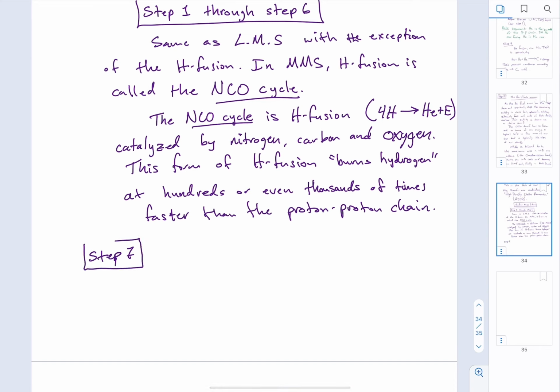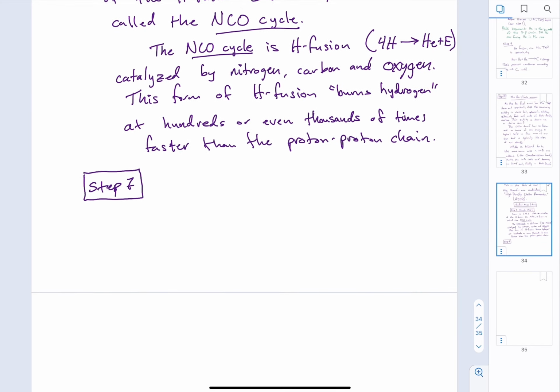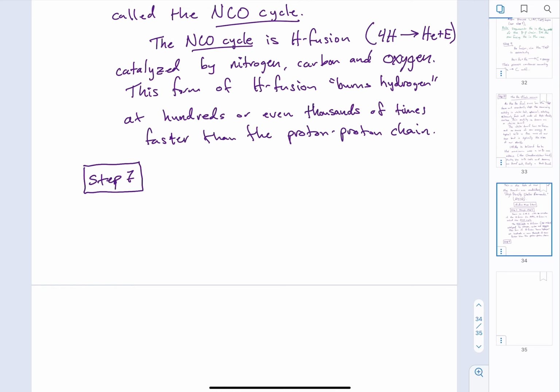So keep in mind, step six, after the CNO cycle begins, our star just lives as a star for 90% of its life. Eventually, though, the hydrogen fuel begins to exhaust. So we'll say, as the hydrogen fuel in the core runs out, all we're going to see is the core begin to collapse again, and our star will turn into a red giant.